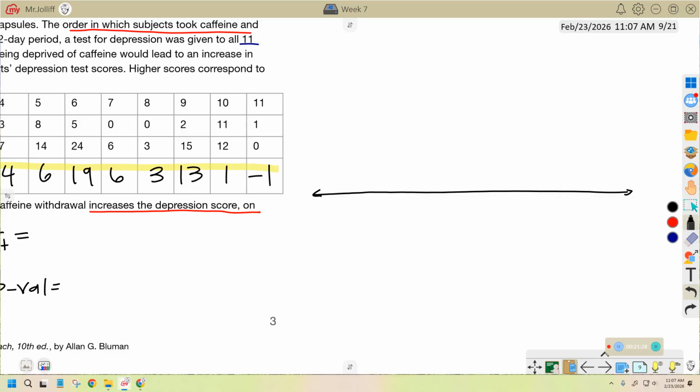Smallest value is what? -1. Biggest value is +19. I'm going to go -2 to 20 because it's easy to count by twos. 0, 2, 4, 6, 8, 10, 12, 14, 16, 18, 20.